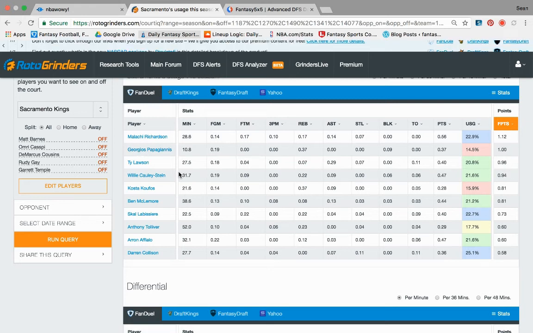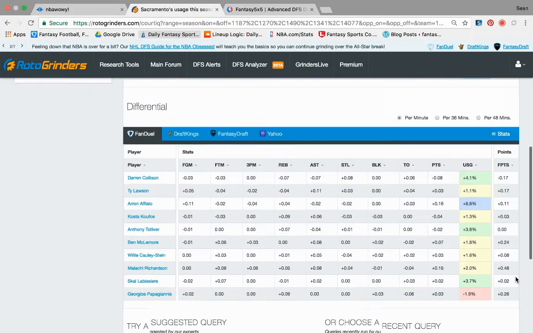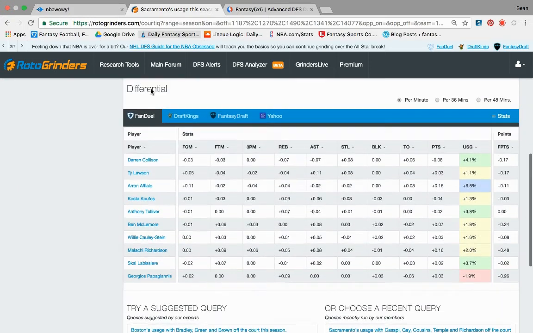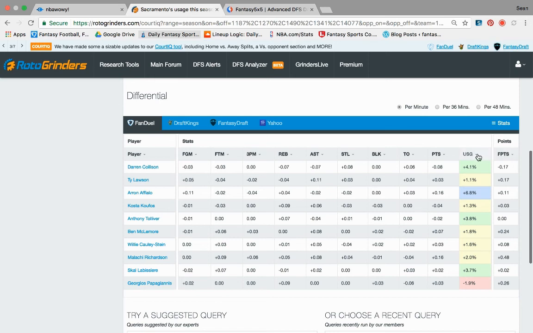Papagiannis, he doesn't get any minutes because you can see 10 minutes, right? But Ty Lawson, Willie Cauley-Stein, pretty respectable. And you see who gets the biggest bumps down here, which is the differentials, which is really nice. So +4 usage bump for Collison, +6 for Aflalo. That's pretty big. And it actually, interestingly enough, seems to have a negative effect on Collison.